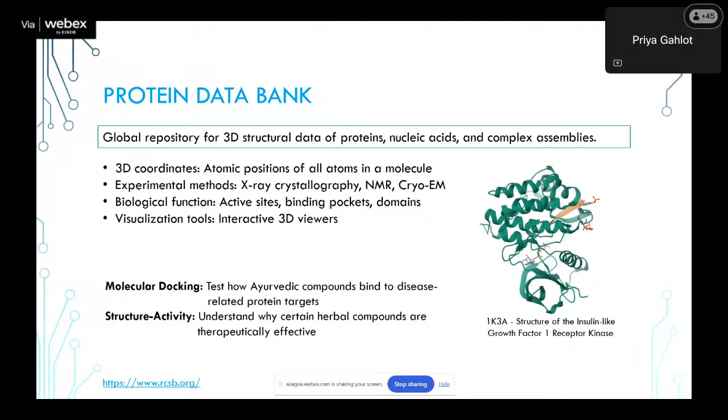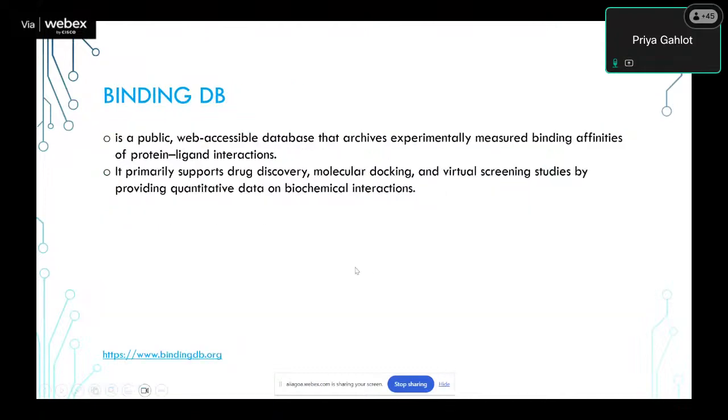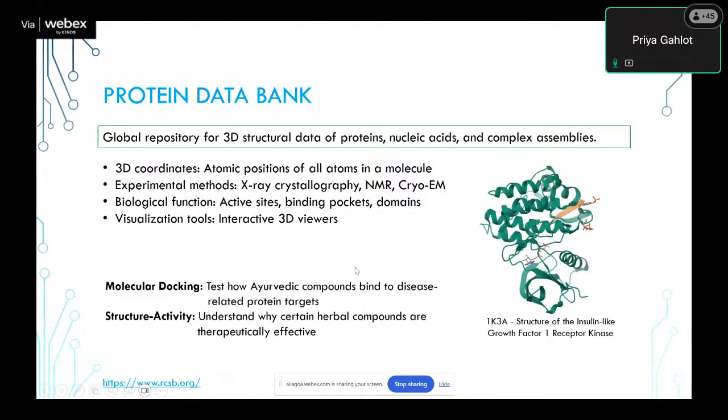So you can use these databases in molecular docking studies and structure activity studies, if you want to know how this particular structure is behaving, and you can understand that particular herbal compound in relation with that particular protein. This is just an example of the structure of the insulin-like growth factor 1 receptor kinase, which I have just given you.